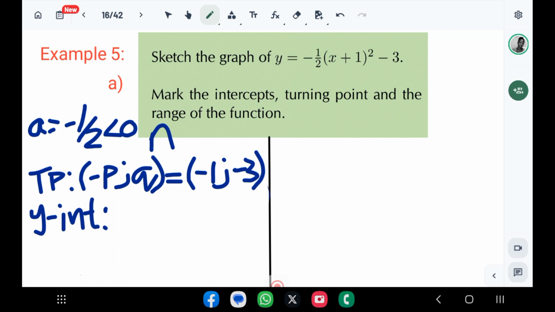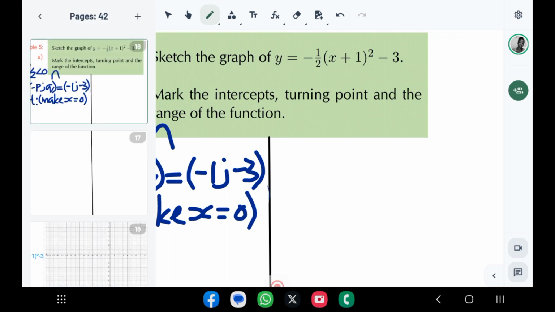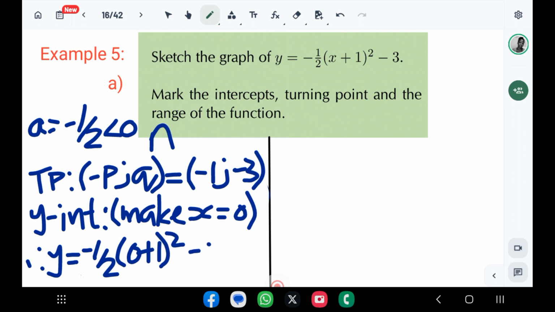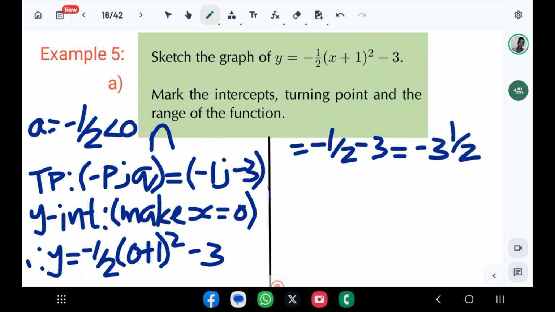Now the y-intercept, you make x 0. Now when you make x 0, your y equals minus half (0 plus 1) all squared minus 3, which is equal to minus half minus 3, which is equal to minus 3.5. That's your y-intercept.